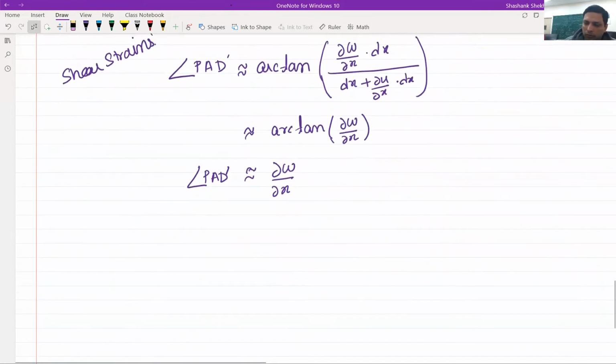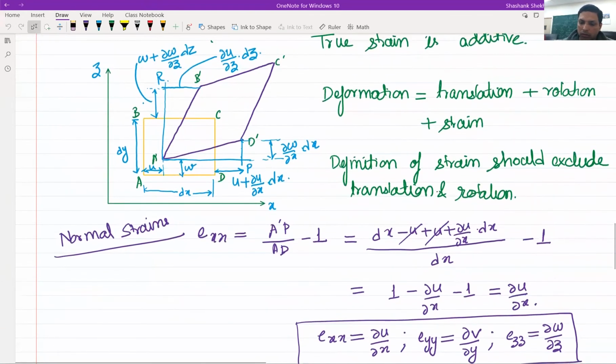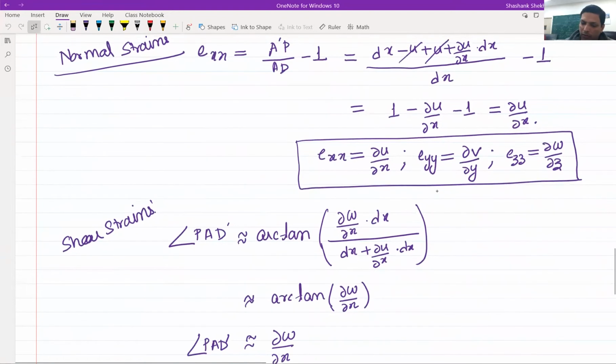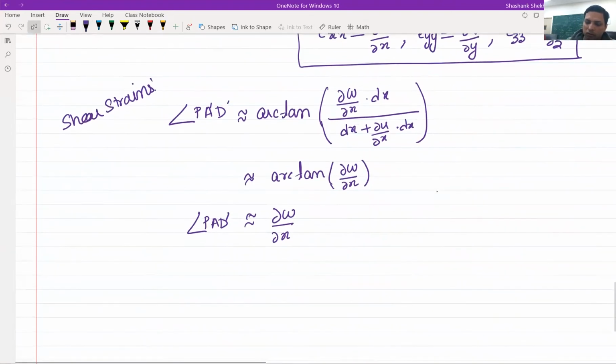Now, similarly, we can calculate the value of the other theta, which is R A prime B prime. Actually, here also we had this prime. So similarly, we can calculate R A prime B prime, and you would be able to show that this is nothing but del u over del z.